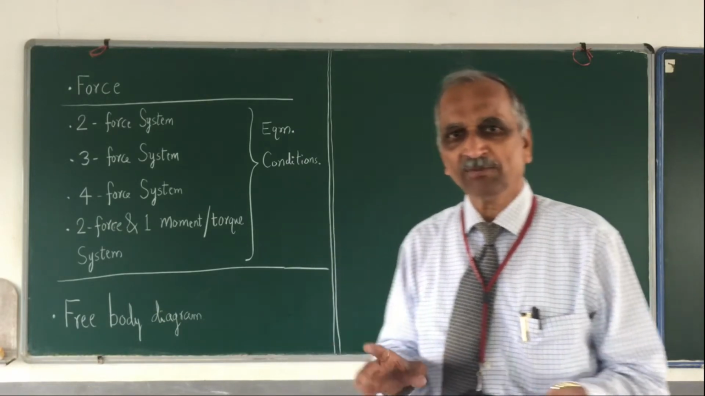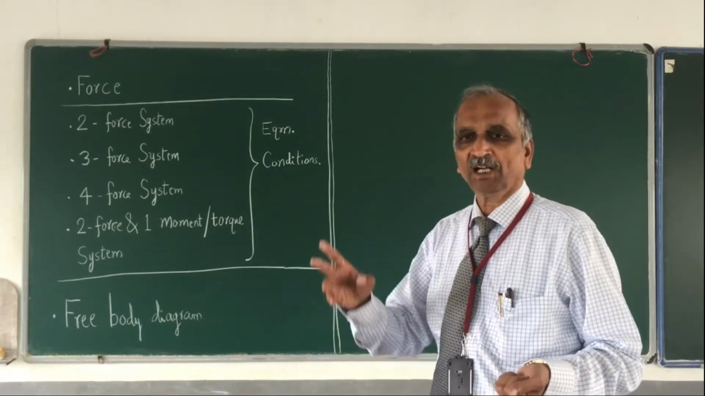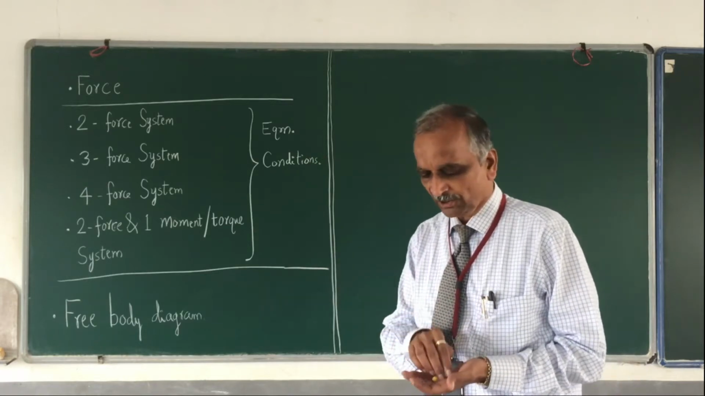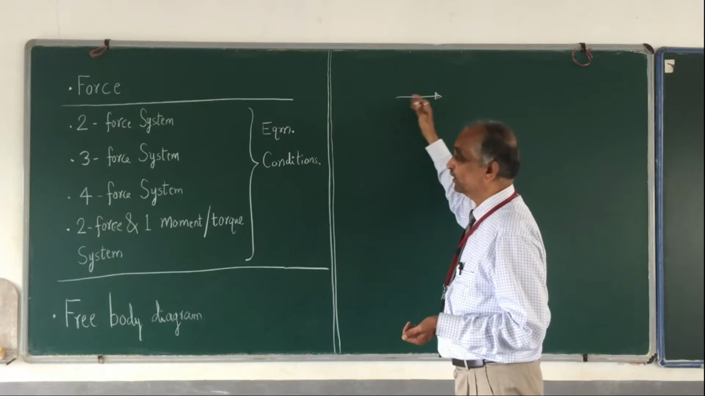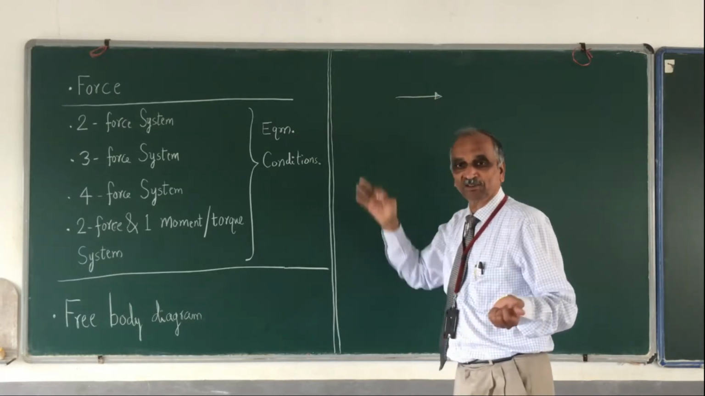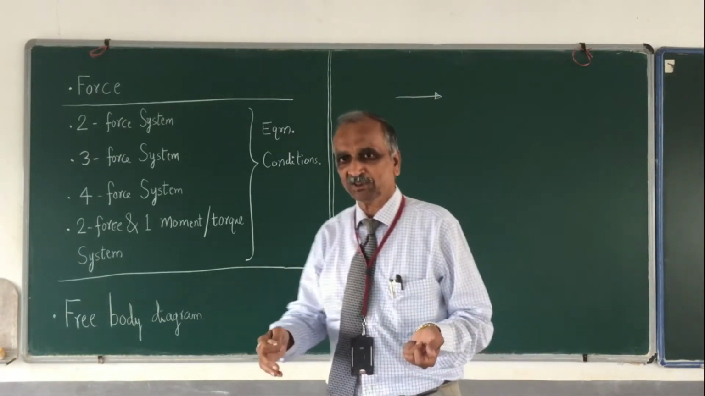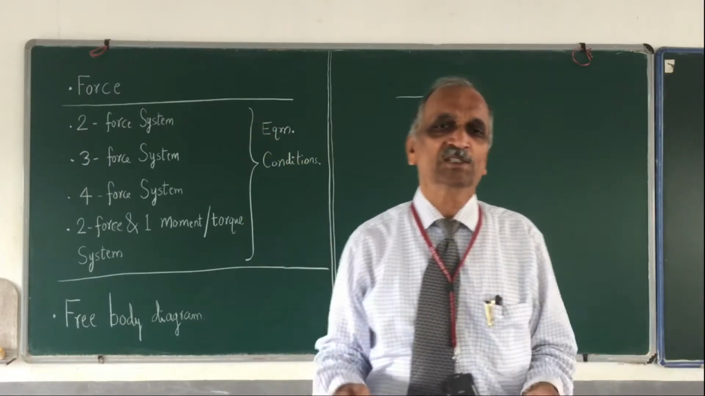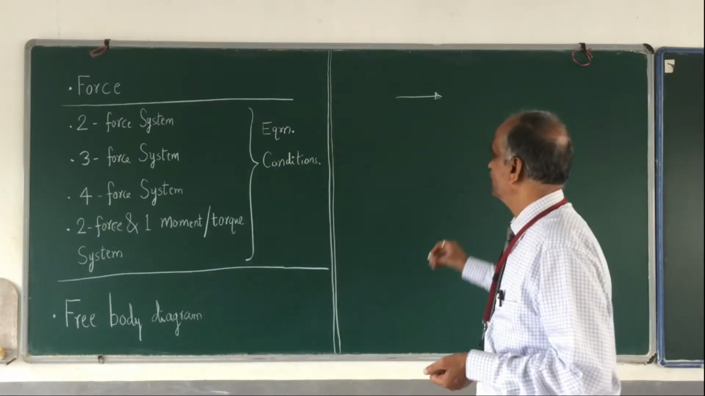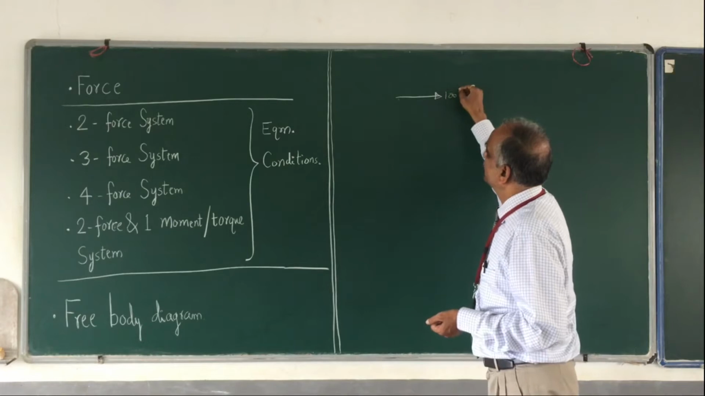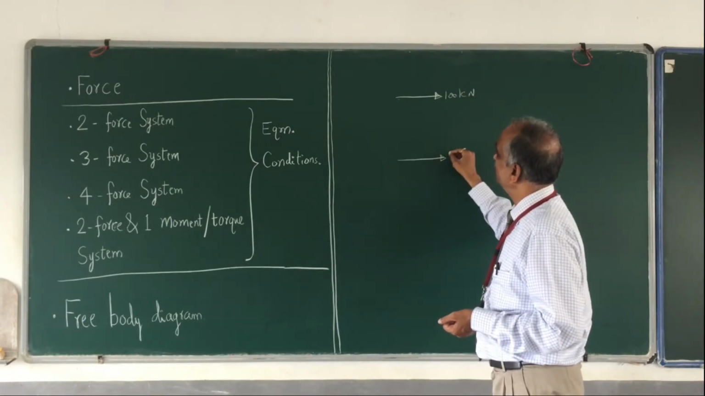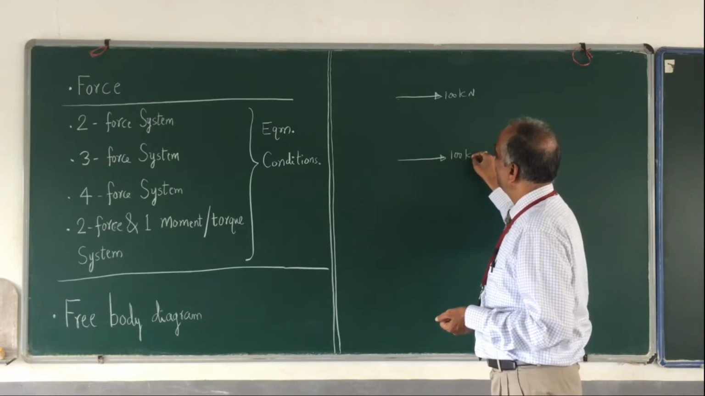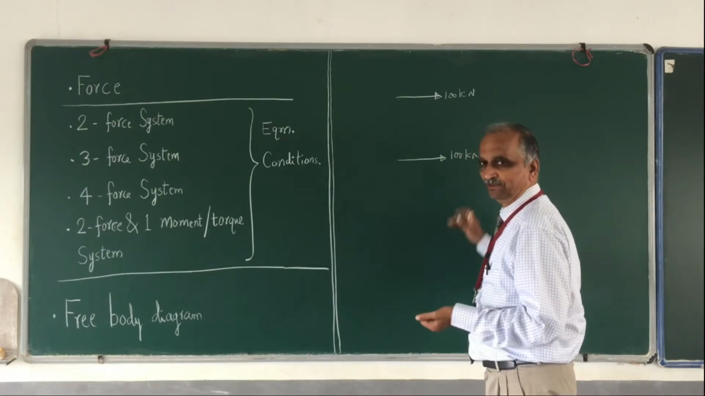If I mention only that, say 100 kilonewton force horizontally, then it may be horizontally towards right or horizontally towards left, which I have not mentioned. Say horizontally towards right, 100 kilonewton. So maybe this, or it may be this force also, or maybe I can draw another one.